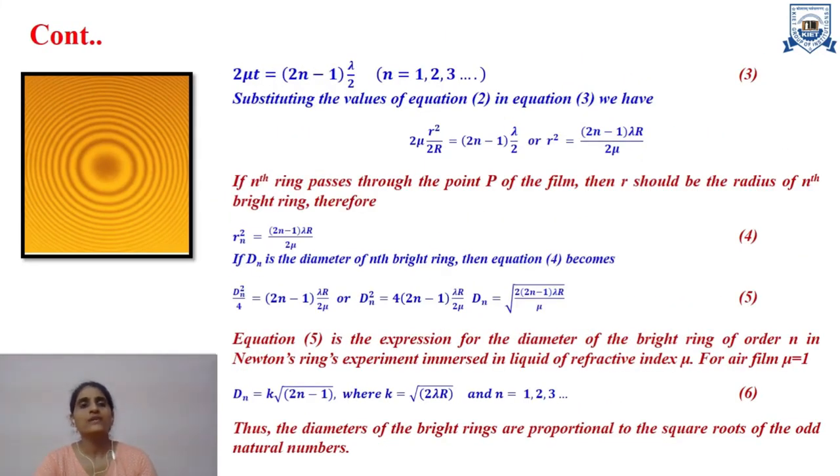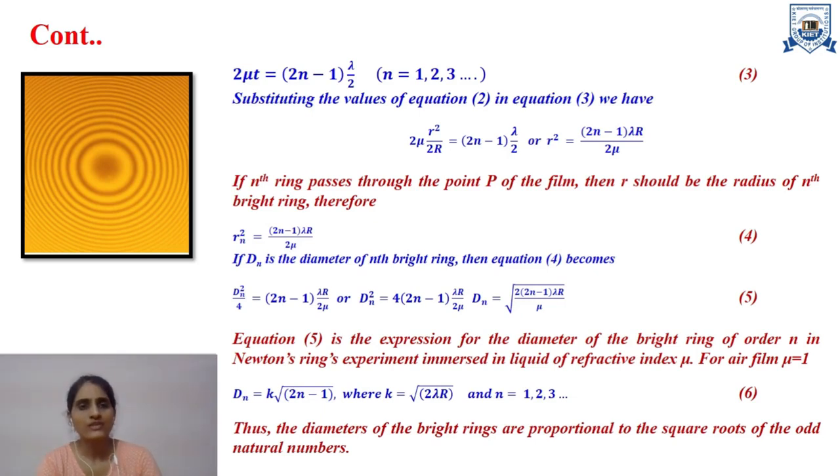So now we will calculate the diameter of bright ring. In order to calculate the diameter of bright ring, we will consider the condition of constructive interference pattern, which is given by equation 3rd. This equation we have already derived in our previous video of Newton's ring experiment. So from there we have taken this equation 3rd, that is the condition for constructive interference pattern.